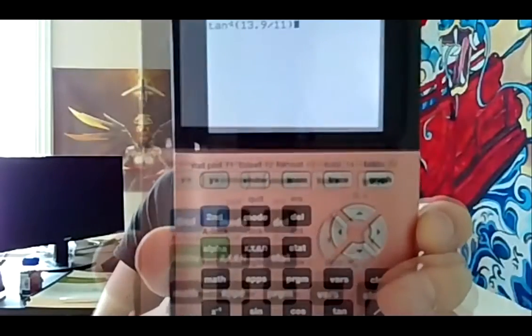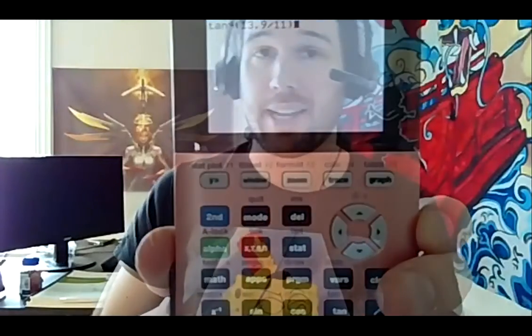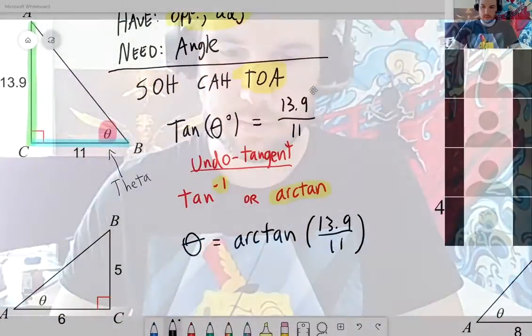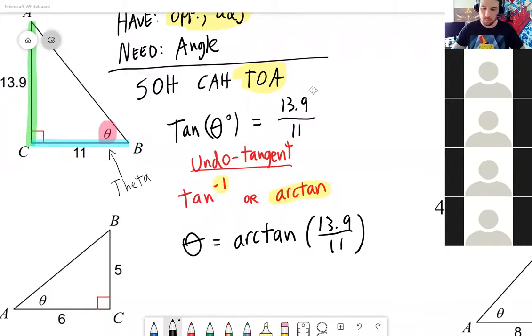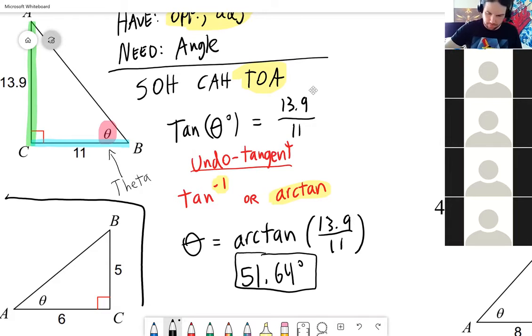So this is what it would look like on my calculator. A Google calculator would work much the same. iPhones are all kind of crazy. You have to do all sorts of weird backwards nonsense. I'm not a fan myself. Going back to screen sharing, if I can. So I got 51.64 degrees. And I'll sort of separate this off from everything else.